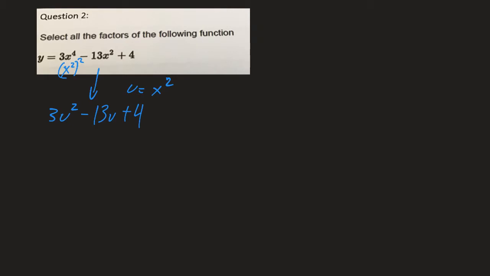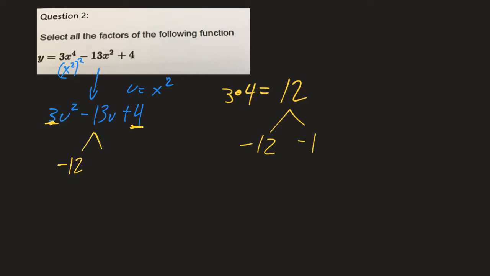Now let's factor this. Take our first number and last number and multiply them. So 3 times 4 is going to be 12. And I want those numbers to add up to that negative 13. So I find negative 12 and negative 1. So we'll split up the middle: 3u squared, negative 12u, minus 1u, plus the 4 at the end. And now we can group these. So using grouping, grab the first two, grab the last two.